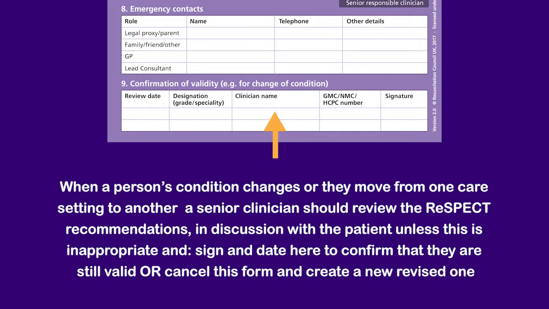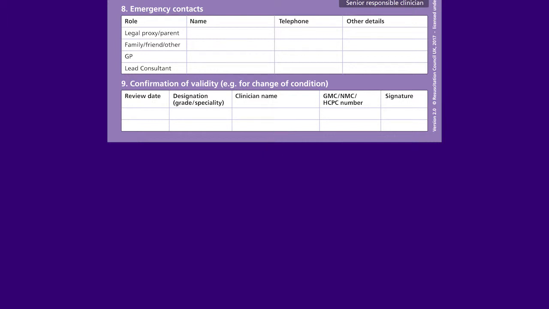When a person's condition changes or they move from one care setting to another, a senior clinician should review the ReSPECT recommendations in discussion with the patient unless this is inappropriate, and sign and date here to confirm that they are still valid, or cancel this form and create a new revised one.